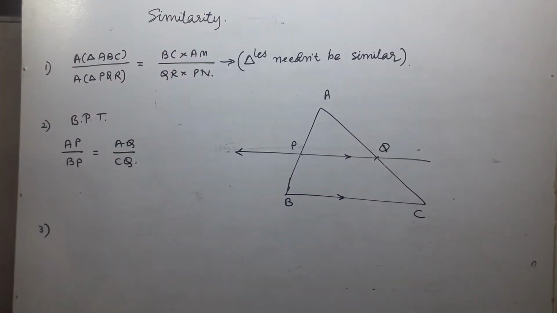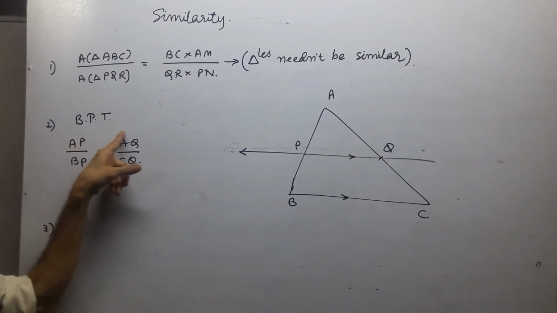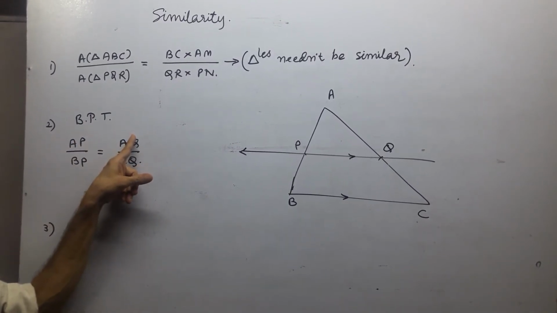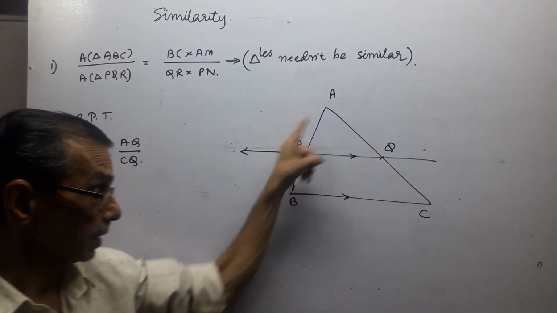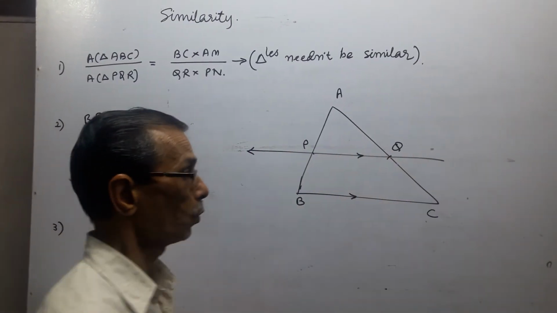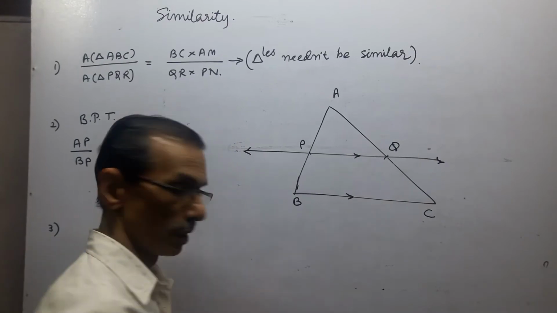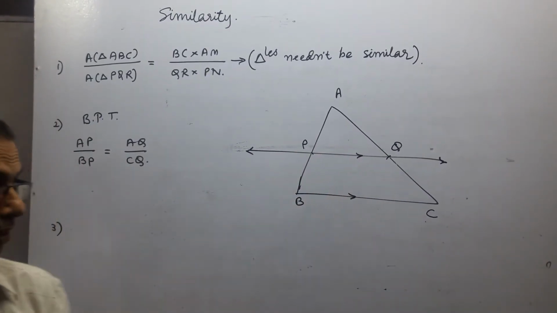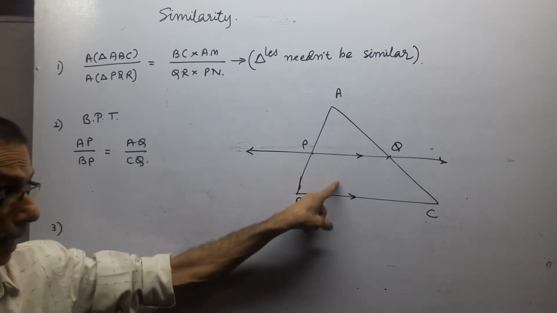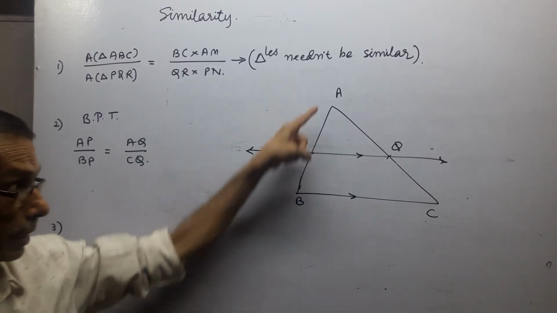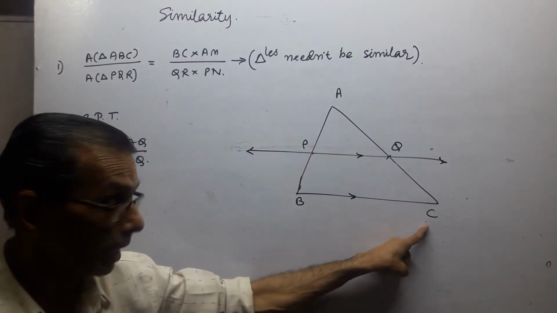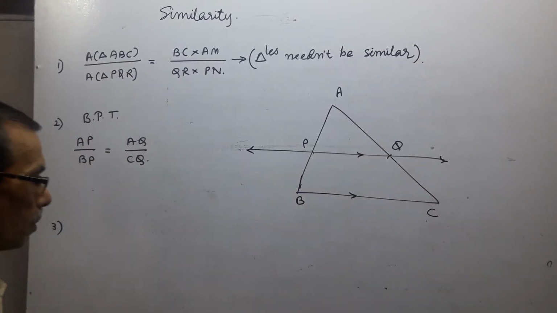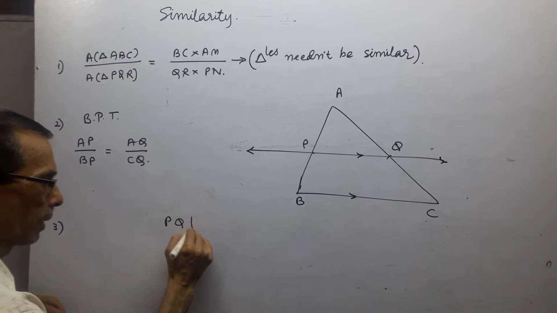And the second one studied is the BPT theorem, the basic proportionality theorem. What is the theorem? If a line is parallel to one of the sides of a triangle, then it divides the other two sides in the same proportion. For example, look at this diagram. You will find triangle ABC and line PQ is parallel to side BC. So PQ is parallel to BC.